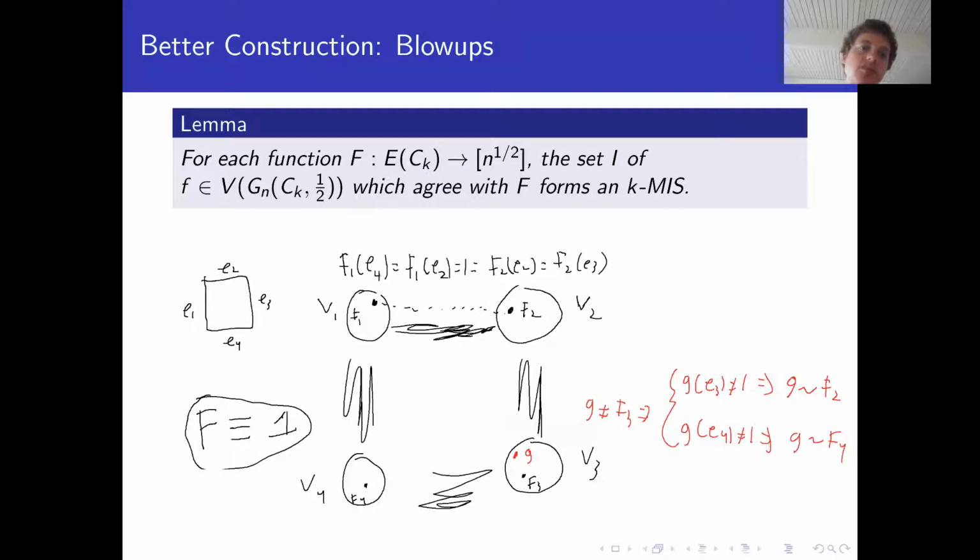Specifically, for any function f from the edge set of the graph cycle to the integers from 1 to n over square root of n, then the set I consisting of functions f, which agree with this larger function capital F, we claim that this forms a KMIS. So for concreteness, let's look at this big F function being identically 1, since every edge of the graph cycle, in this case C4, to 1.